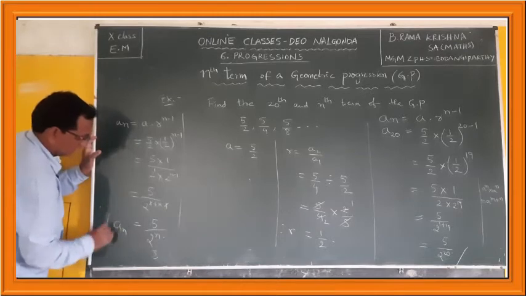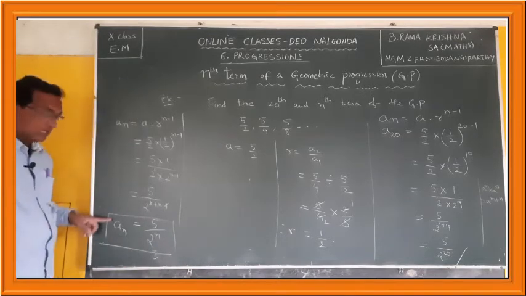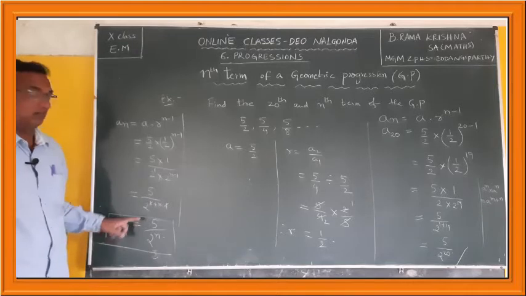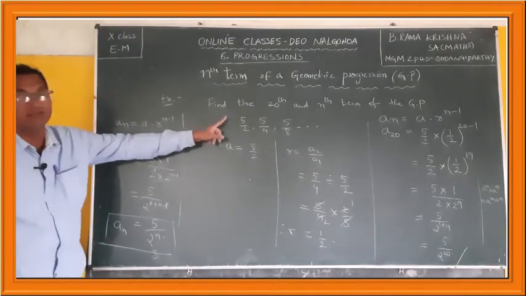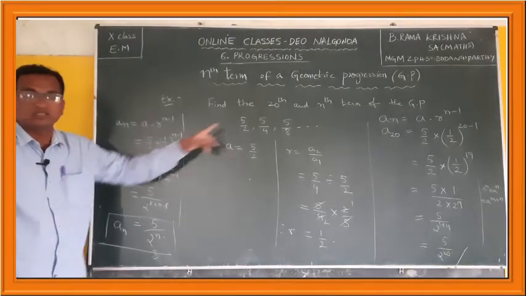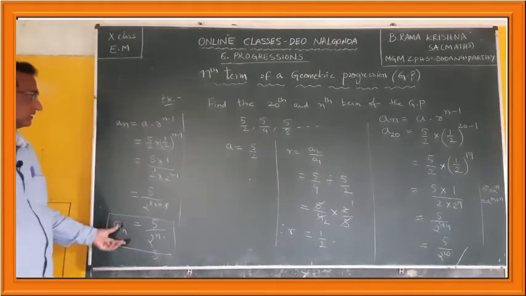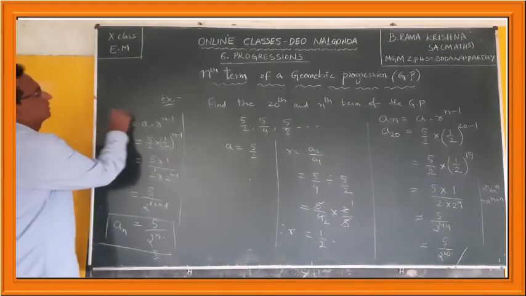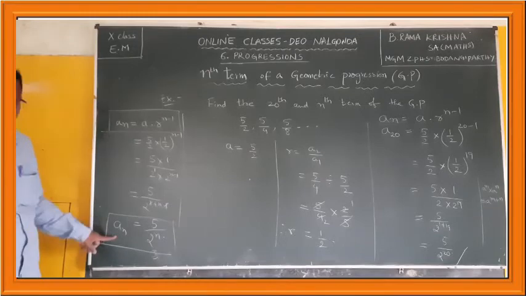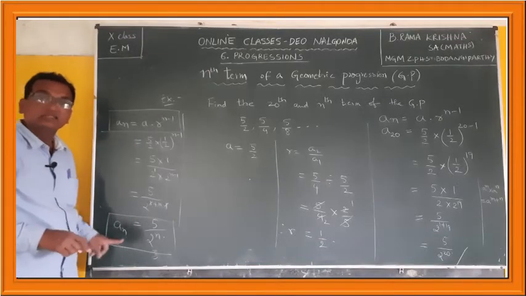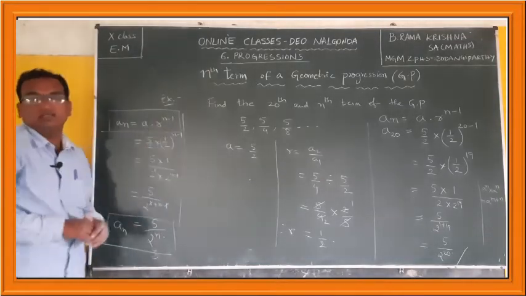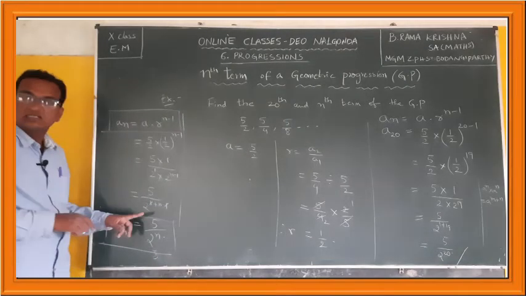a_n, the nth term. This is the particular nth term for this particular geometric progression. This is not the general nth term. The general nth term of a geometric progression is given by this. Then what is this nth term? This is the nth term related to this particular progression. Okay, this is not the general nth term.